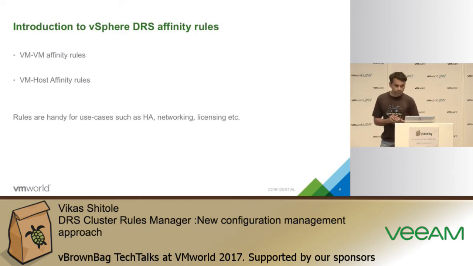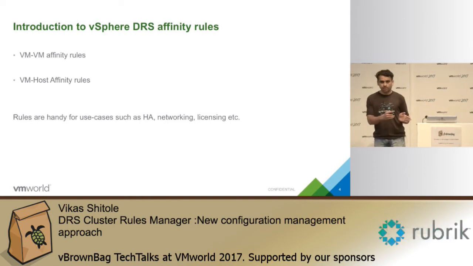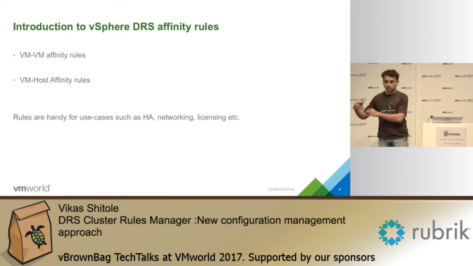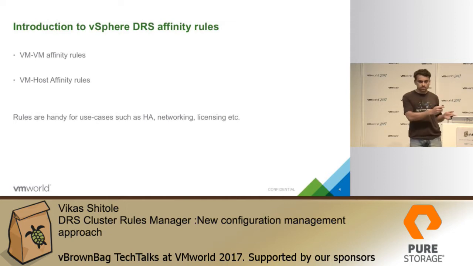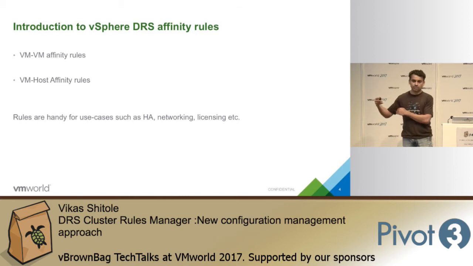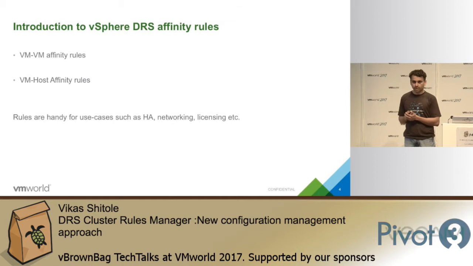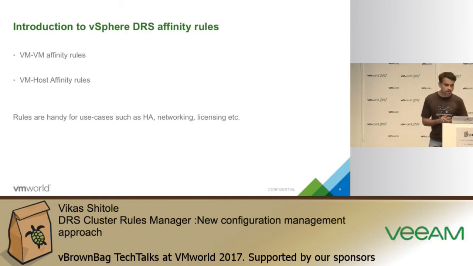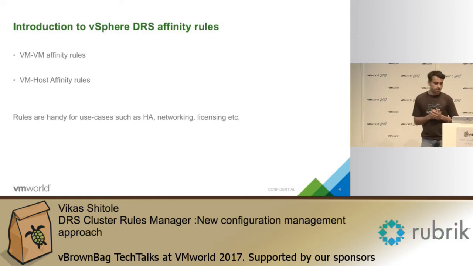Similarly, the VM host affinity rule. In this case, we will have a group of VMs as a VM group, and there will be a host group, which is a group of hosts. Now you would like to force the VMs from the VM group to always run on the host group, or you can restrict those VMs from running on those hosts. In this case you can create a VM host affinity rule. So this is just a high level picture of how DRS rules work.